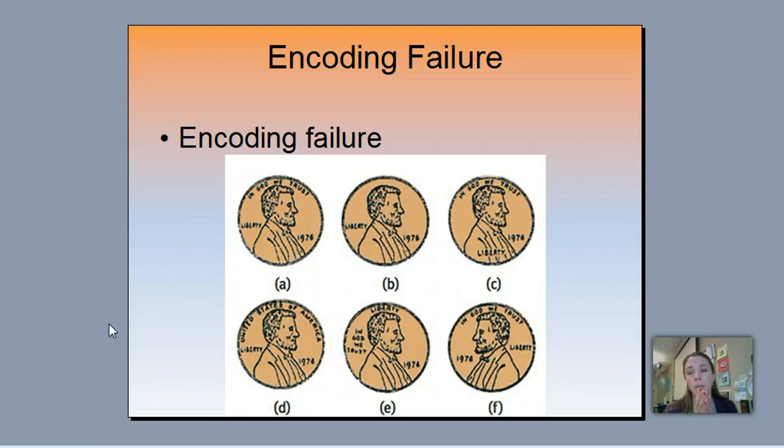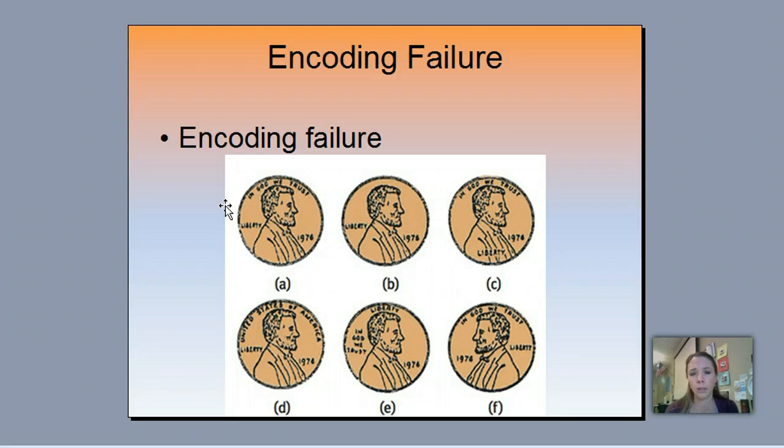Okay, so this might be an encoding failure. It's not that you knew what a penny looked like when you were younger. You probably never paid attention, so just the inattention to detail. This is an encoding failure. Encoding, you never learned it. You never encoded it properly, so you weren't able to bring out that memory, or even recognize it, because you never encoded it properly.